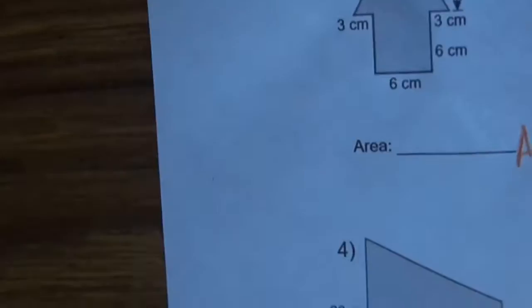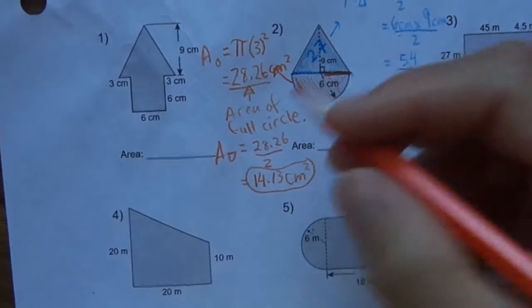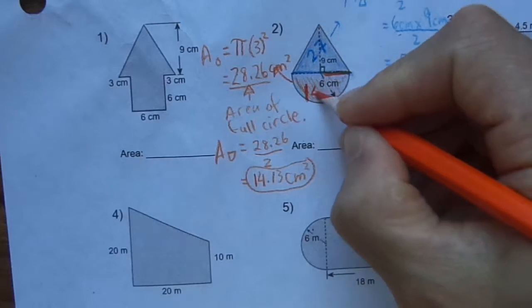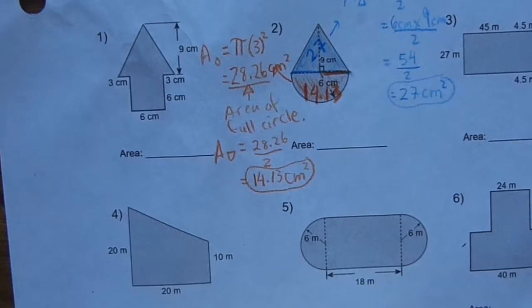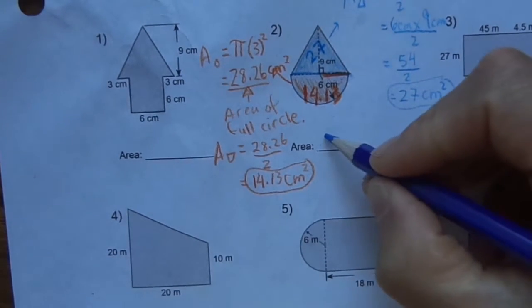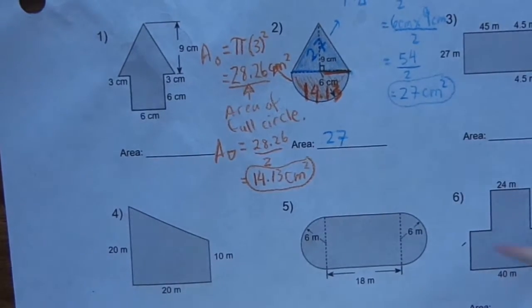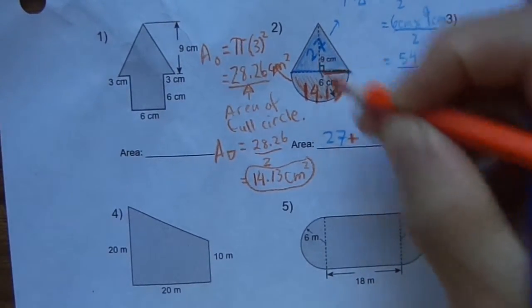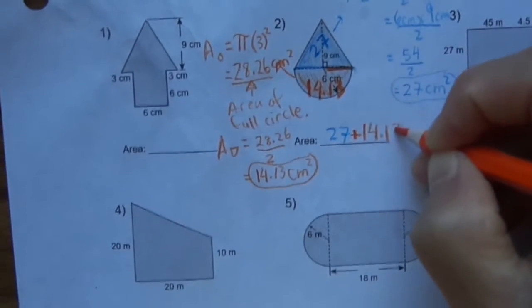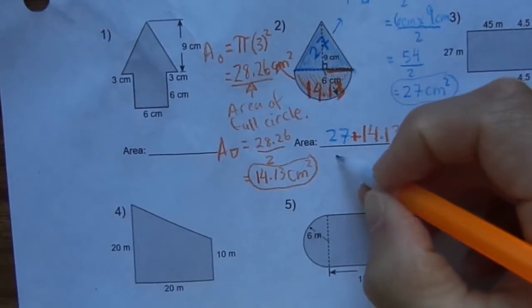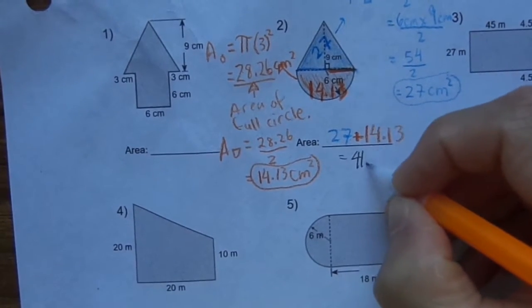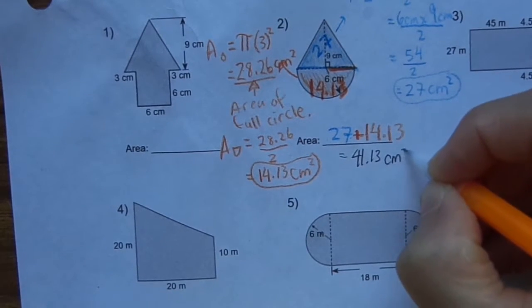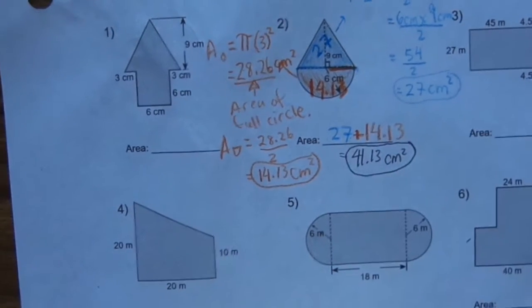The two areas. Okay, so which means this is 14.13. Okay. Now are we done? Nope. The total area would then be 27. Now remember the color coding. 27 representing the triangle, 14.13 representing the semicircle. So our total equals 27 plus 14.13, which is 41.13 centimeters squared. There you have it.